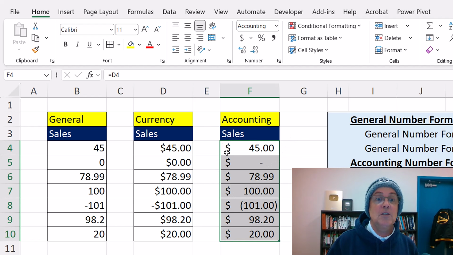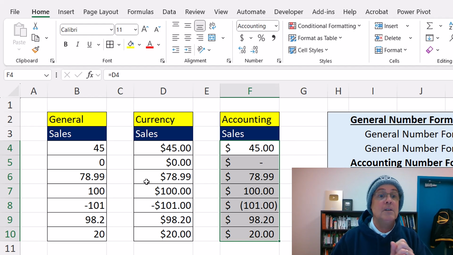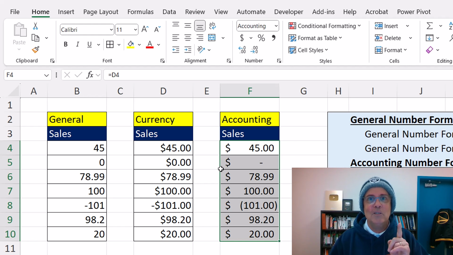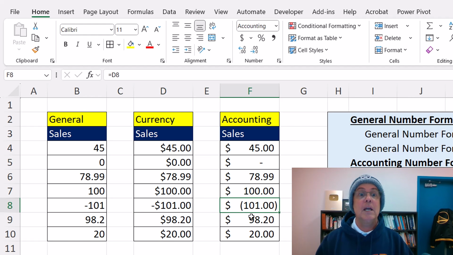We have a fixed $ sign on the outside edge, whereas currency has a floating $ sign. However many decimals there are, that $ sign will float. Accountants like things lined up and neat. 0 is displayed as 0. Over here, a dash. Now that comes from accounting. When you close out your accounting, if you're doing it the old way, you'd put a little dash. And then, of course, negative numbers are displayed differently.